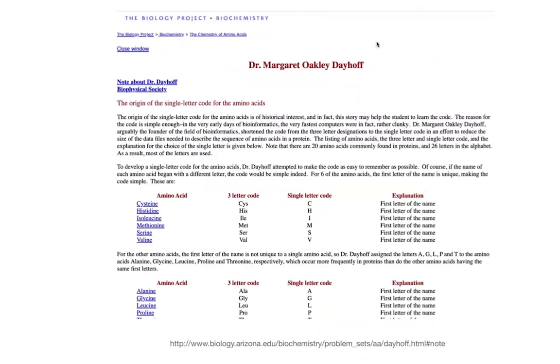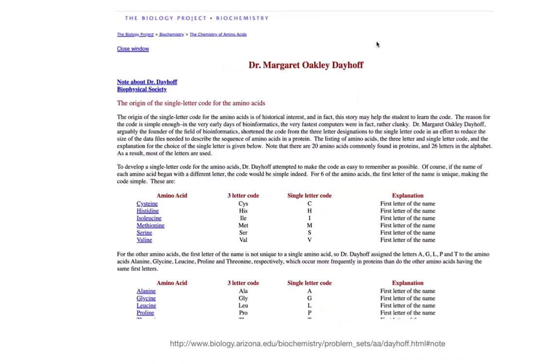In terms of the abbreviations, the single-letter codes, we'll see some of them are kind of weird, but they actually have a reason why they were that way. We have Dr. Margaret Oakley Dayhoff to thank. She is considered the founder of the field of bioinformatics, and she shortened these names so that the computers could deal with them more readily.